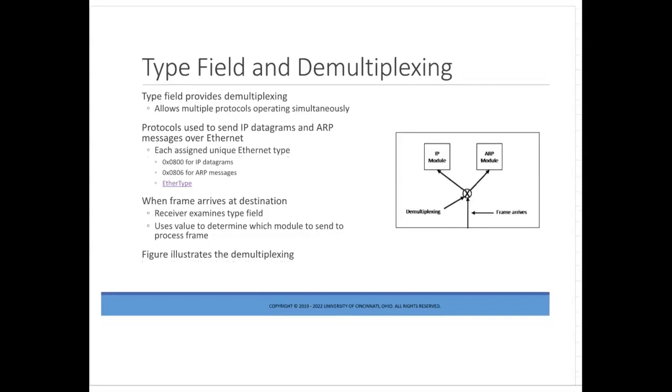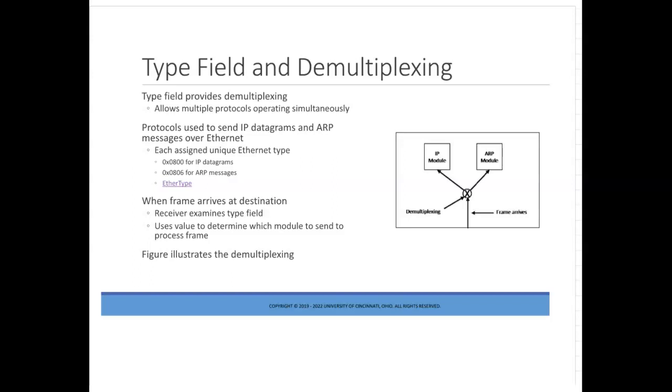The type field in an Ethernet frame provides demultiplexing and allows a given computer to have multiple protocols operating simultaneously. The protocols used on the Internet send IP datagrams and address resolution protocol messages over the Ethernet. This matches an IP address to a MAC address. Each protocol is assigned a unique Ethernet type, hexadecimal 0800 for IP datagrams, and hexadecimal 0806 for ARP messages.